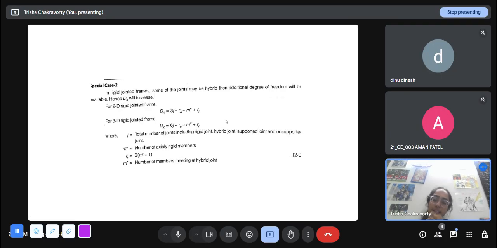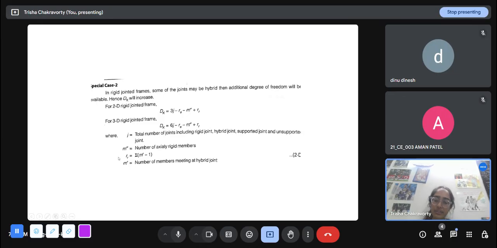Another special case: in rigid jointed frames, some of the joints may be hybrid, then additional degrees of freedom will be available. So D_K will increase. Hybrid means the internal hinge, as we have looked at in static indeterminacy as well. For a 2D rigid jointed frame, D_K is 3j minus Re minus m dash plus RR, and for 3D we add RR, and RR is basically the sum of (m dash minus 1), where m dash is the number of members meeting at a hybrid joint.